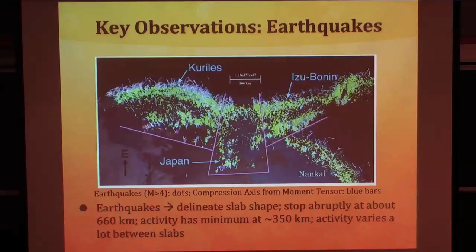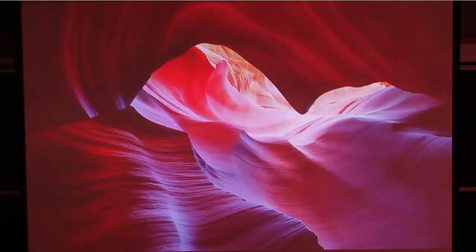So the next observation as we go down is seismicity. And seismicity is important because it tells us about the shape of the slab, but it also is limited because we only have seismicity in the upper mantle. Right? The seismicity stops abruptly at about 660 kilometers. It has an activity minimum around 350 kilometers, and this activity varies a lot between slabs. So to illustrate this, this is a view looking down into the earth, looking east.